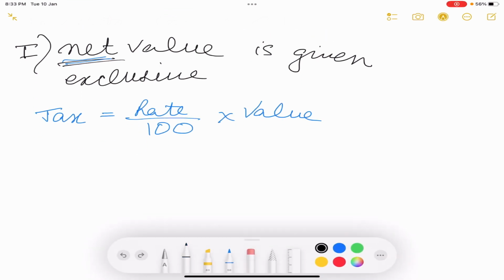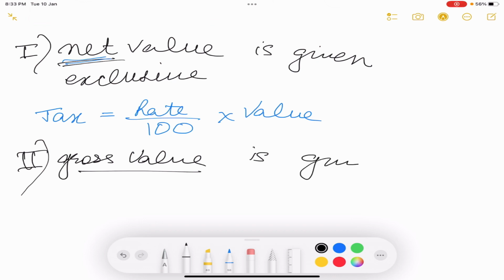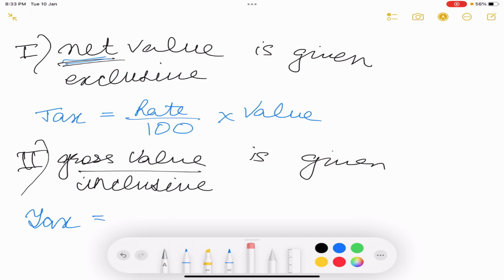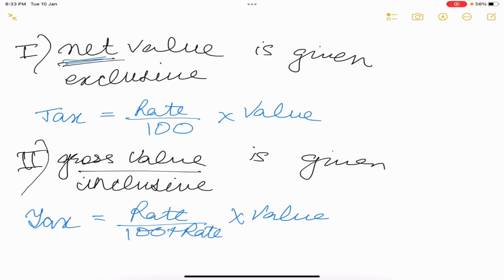Okay. Now we have the second formula, which is when the gross value is given in the question. What is the gross value? Gross value is the inclusive value. Why is it inclusive value? Because it includes the sales tax. Since it includes the sales tax, it is not simple anymore. Then what will be the formula to calculate tax? Rate upon 100 plus rate multiplied by value will give you the tax. Okay, simple. I hope it's clear.